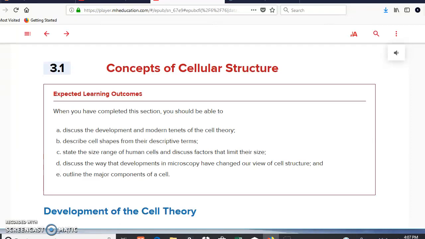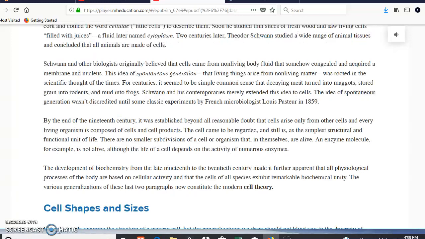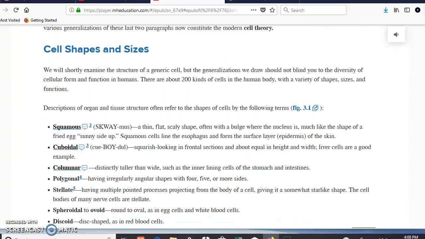Okay, chapter 3, we'll start with concepts of cellular structure. You can skip cell theory and we go to cell shapes and sizes. As we know, organs are made of cells. The organs have different shapes. Therefore, the cells must have different shapes.